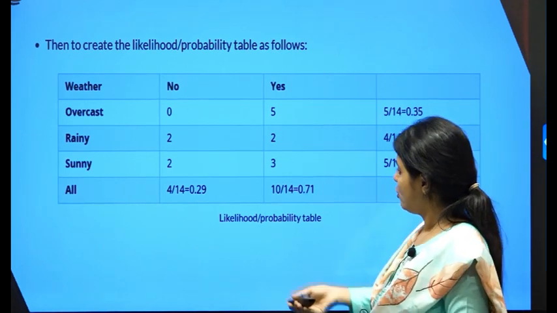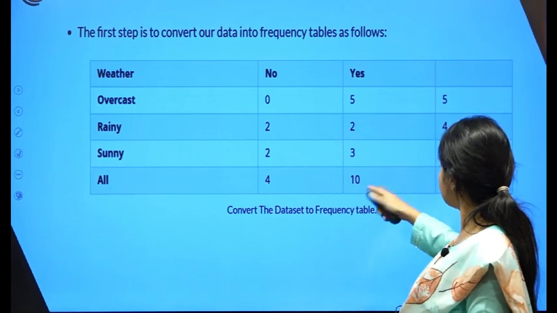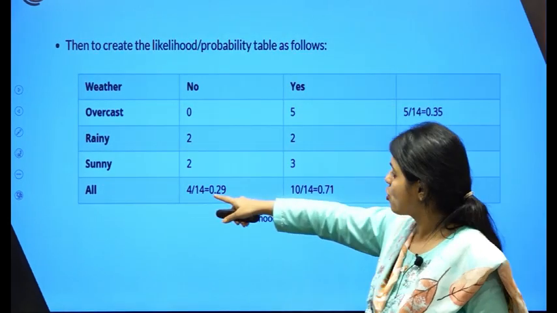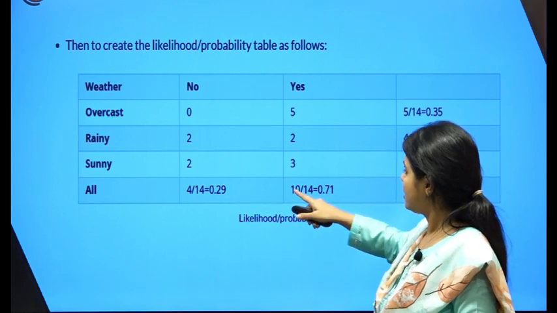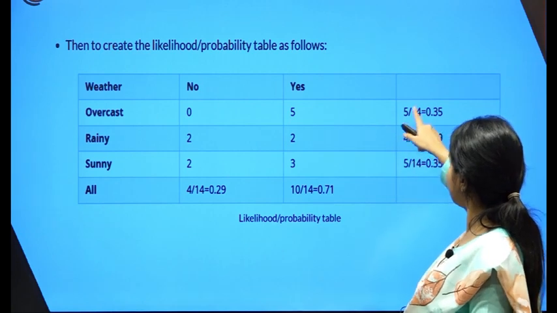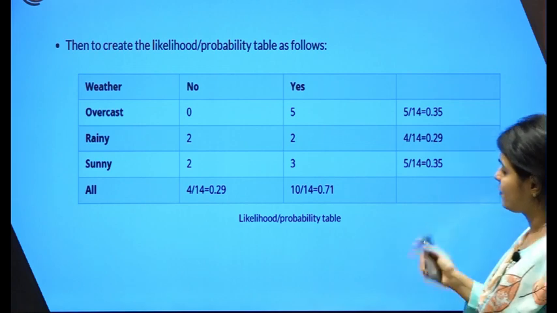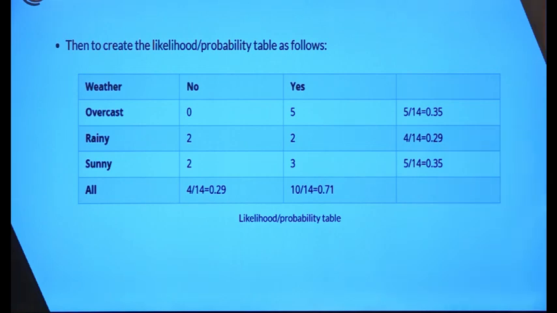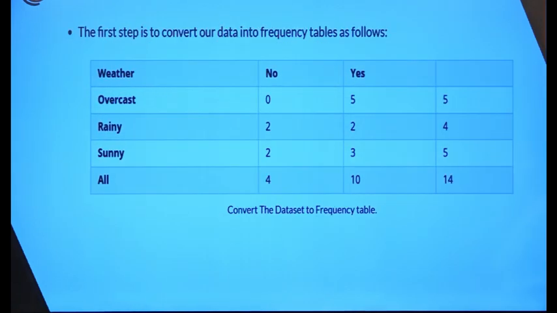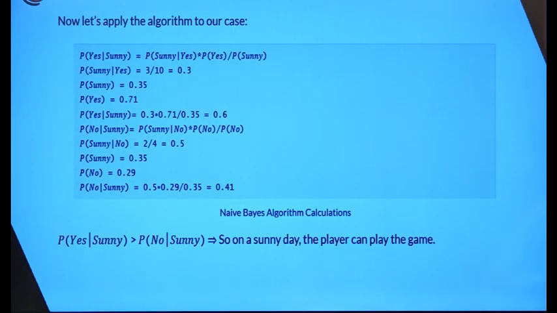As I told you, probability of no is 4 out of 14, yes is 10 out of 14. So 4 out of 14 is 29%, 10 out of 14 is 0.71. Probability of each category: 5 by 14, which is 0.35, 4 by 14, which is 0.29, 5 by 14, which is 0.35. This is called the likelihood or probability table. So what did I do first? I converted the data into a frequency table, counting instances of yes and no, and second I calculated the likelihood or probability table. Now let's apply the algorithm to our case.